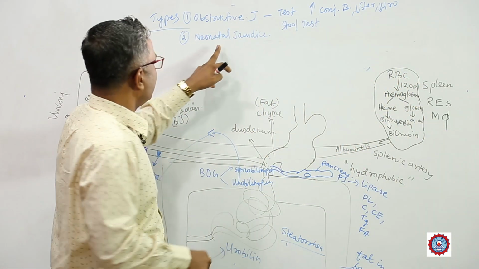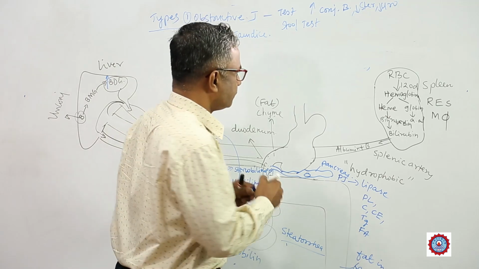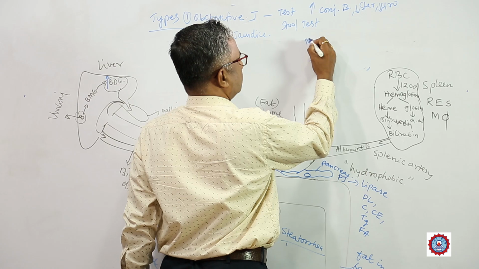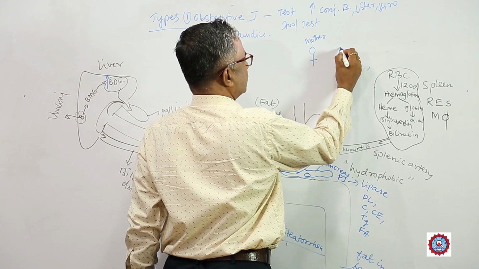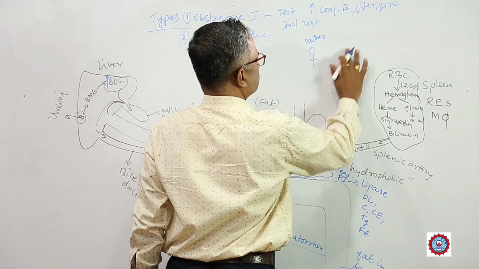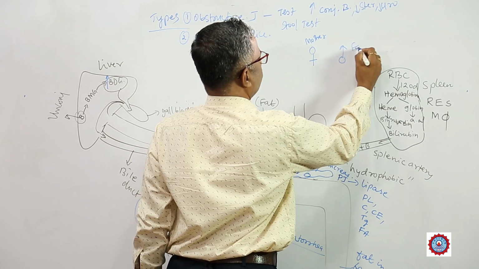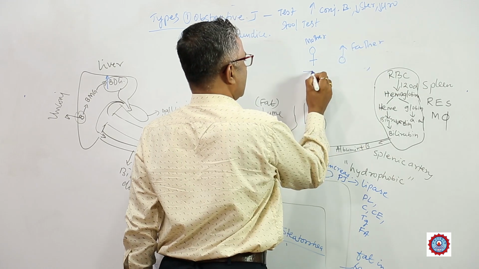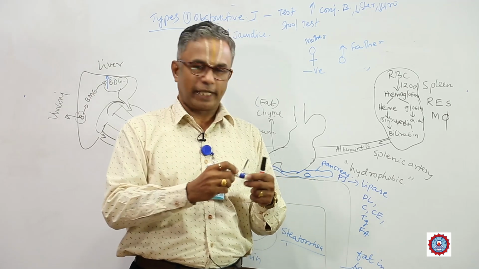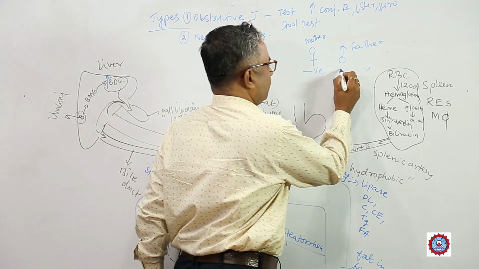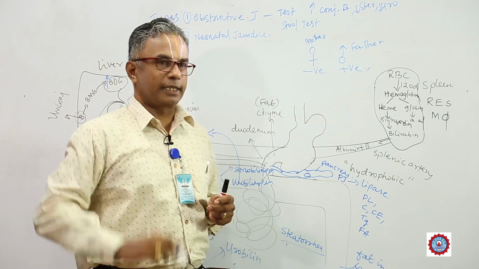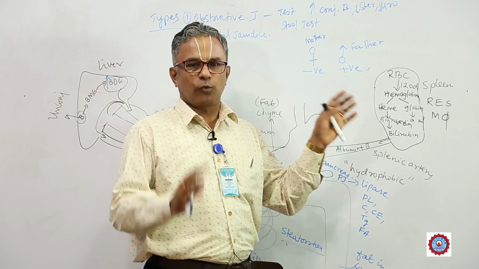So, here in neonatal jaundice, what happens is, suppose this is the mother and this is the father. Suppose the mother has a negative blood group, O negative, A negative, B negative, AB negative, like that, and the father has a positive blood group, A positive, B positive, O positive, like that. Now, this negative and positive, what does it mean?